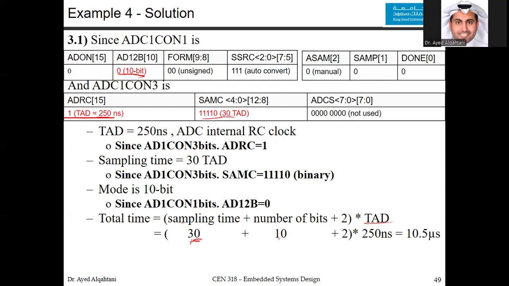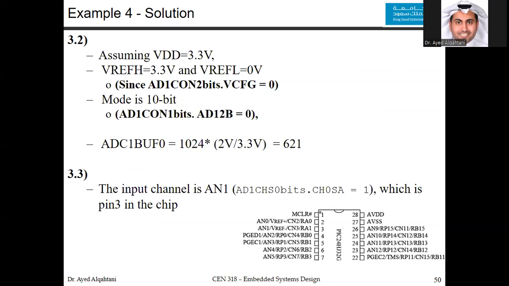That's the first requirement. Second, since we are using the PIC24 microcontroller, the VDD is 3.3 volts. The high reference is 3.3, and the low is 0 volts. That's our assumption, and it's shown in the code by having control register number 2 as 0x0000. So these are the choices. The mode is 10 bits. We know that.